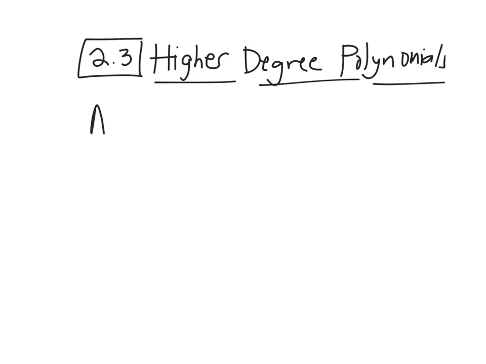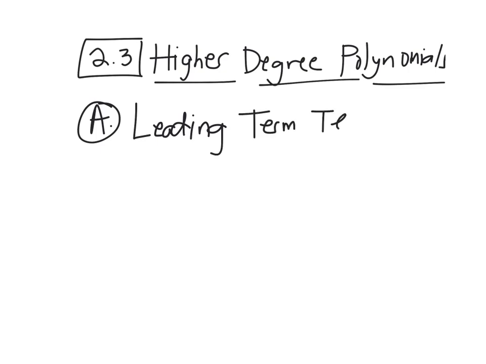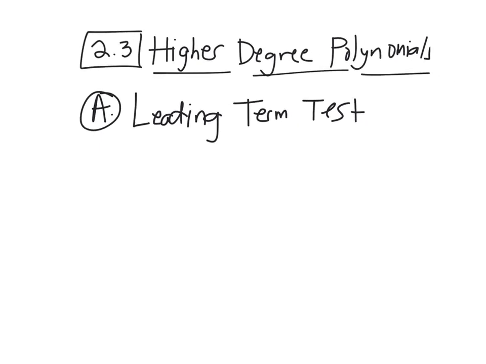So the first thing you need to know is something called the leading term test. Now polynomials, as you know, can get pretty lengthy. If you have a bunch of terms, none of them really matter except for that first one when it's in standard form. That's the one that matters the most. Okay, so here we go.